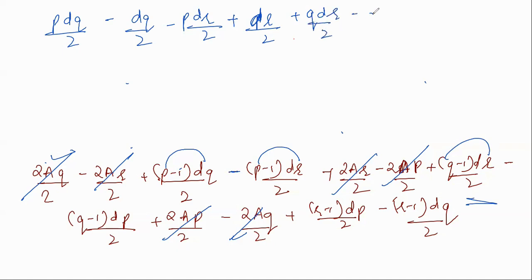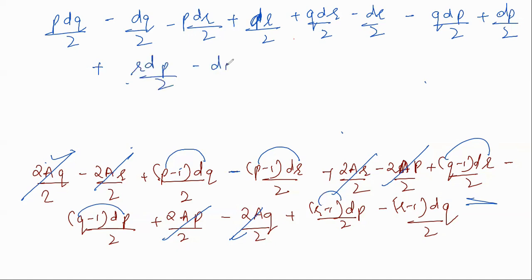dr, that is qdr by 2, and dr over 2. Then again q multiplied with dp, so qdp over 2, and plus, because minus 1 multiplied with dp and there is a negative sign also, so it becomes plus dp over 2. Then I will open the next bracket, so r multiplied with dp, that is rdp over 2, and dp over 2. Similarly this one, so rdq by 2 plus dq over 2.